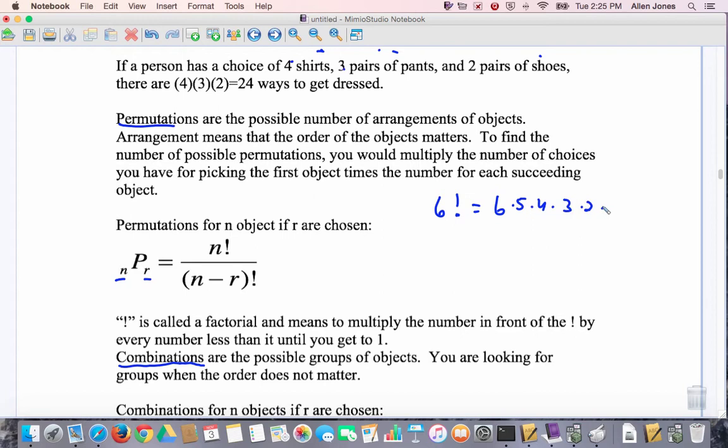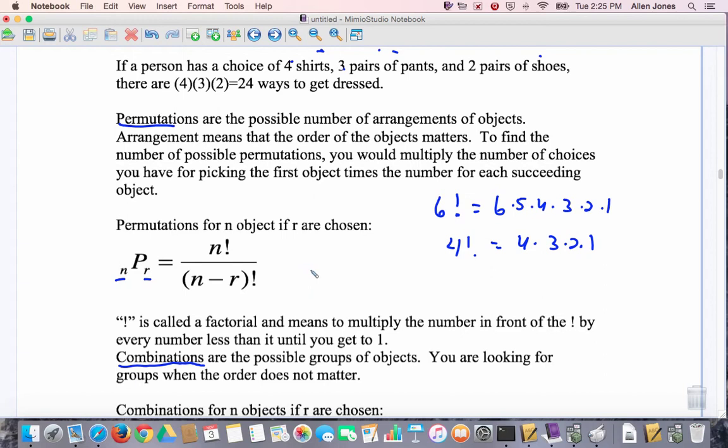So for example, 6 factorial is 6 times 5 times 4 times 3 times 2 times 1. 4 factorial is 4 times 3 times 2 times 1. So hopefully we get the idea of a factorial. Here's our formula: n factorial over n minus r factorial. There is a shortcut version of that on your graphing calculator, but let's give it a quick example first.